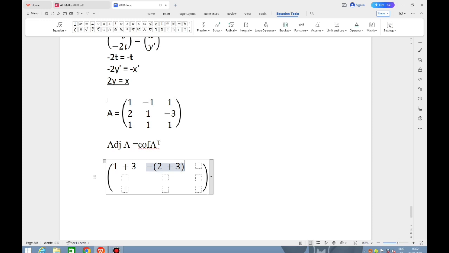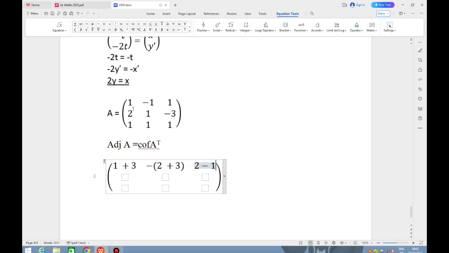Then we do the same thing for this last part. It's a positive sign. 2 times 1 is 2, minus 1 times 1 is 1, so 2 minus 1. We now come down to the second row, the entry 2. The signs are negative, positive, negative, alternating. Here was positive, here is negative, so it keeps alternating.